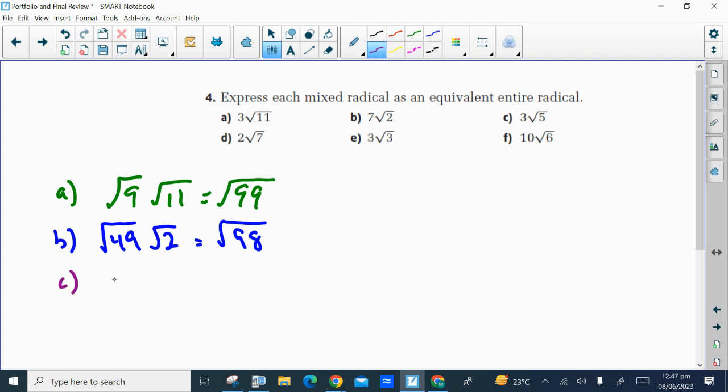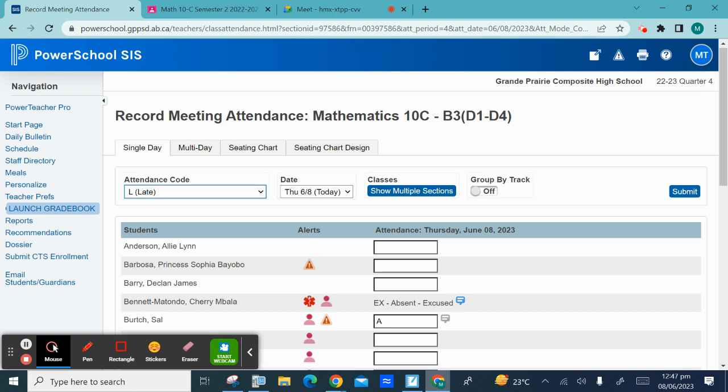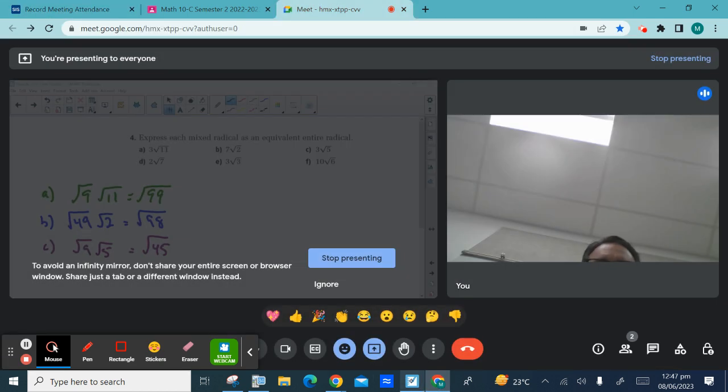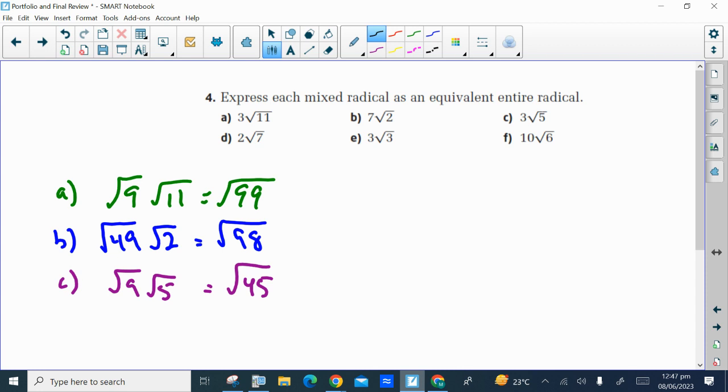Question C, for 3 root 5, that would be root 9 root 5. You need to write 3 as a radical. If you square the 3, you'll get 9. The root of 9 is 3. And now you multiply those two numbers together and the number stays a radical. So it's root 45. Question D, 2 root 7 would be root 4 root 7 because the square root of 4 is 2. And because they're both radicals, we can multiply them together.